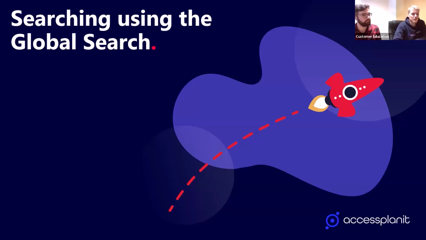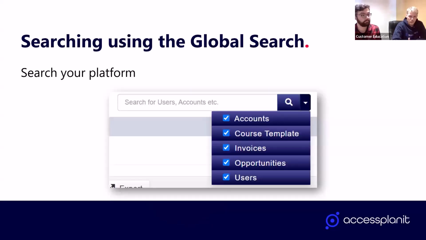So now we're going to talk about the global search, which is available at the top of your platform. The global search is a wider, more general search across the platform, and it covers searches for accounts, course templates, invoices, opportunities, and users as well. It works in a similar way to the DataGrid search, where you can search for what's included in your search criteria or your keyword. So if you don't want your platform to search through opportunities or invoices, for example, you can just uncheck those at this time, and you'll get a more precise search there.